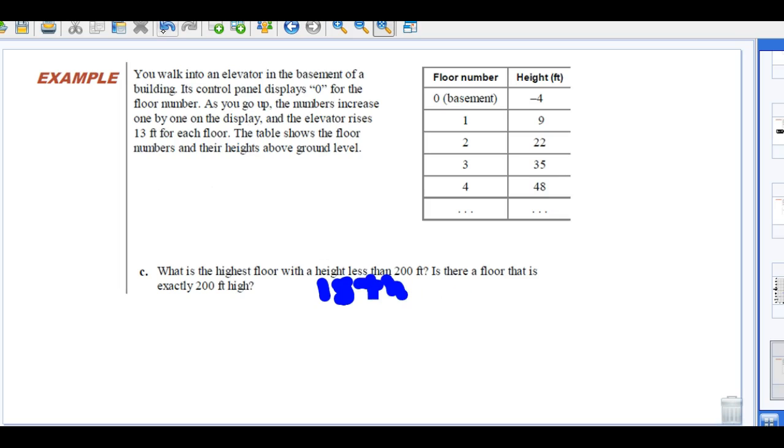Should we just use that one? I don't think so. Let's go back and make that smaller. I was hoping we could just keep it, but my handwriting's not that great. So we have the 15th floor is, that's an O, not 15th flower, 15th floor, that's better. And then is there a floor that's exactly 200 feet high? That answer is no. Alright, so there you go.